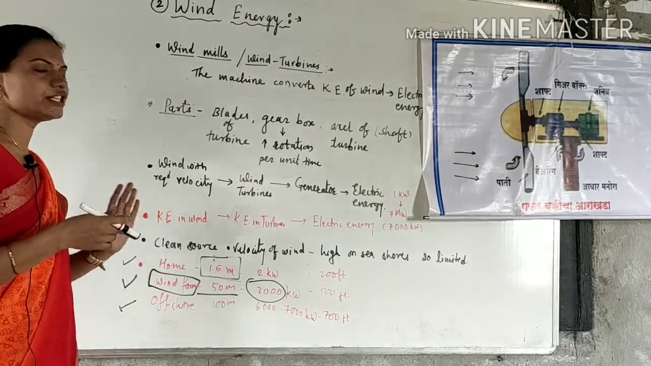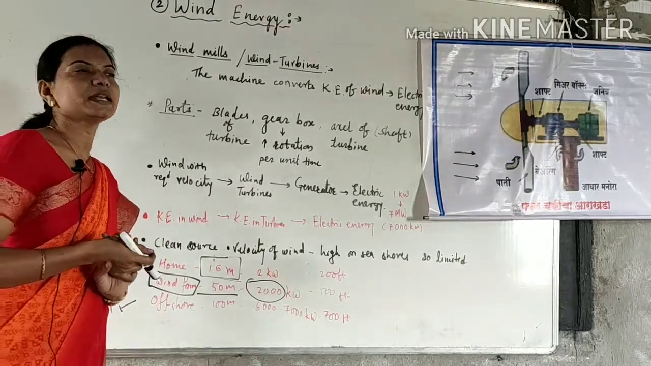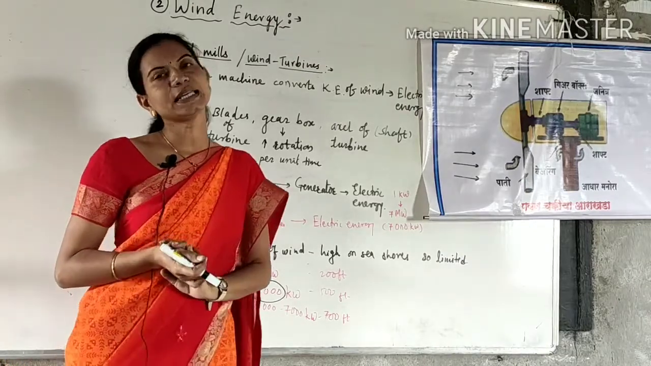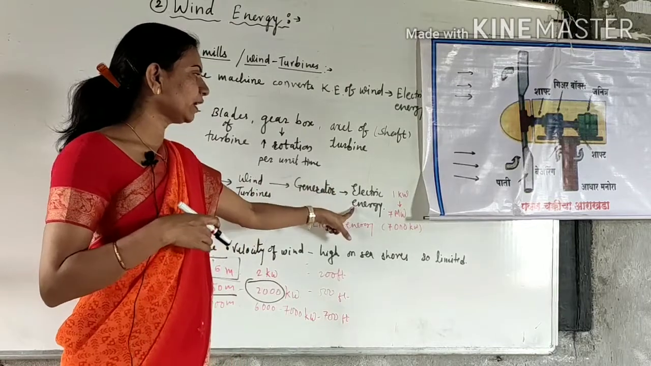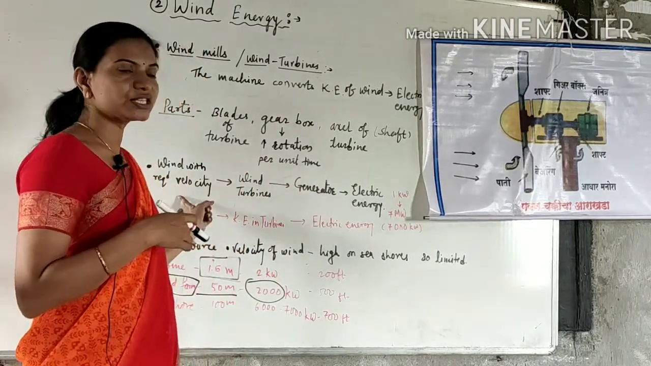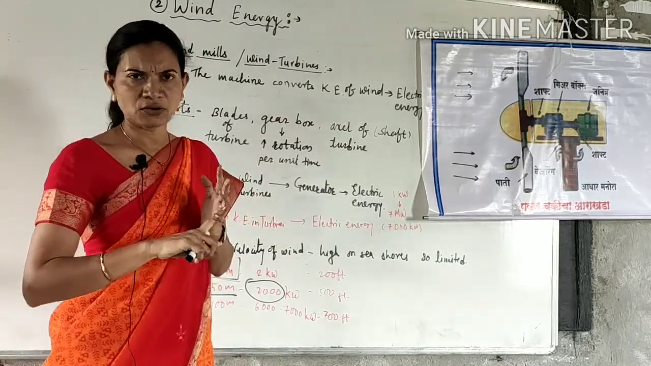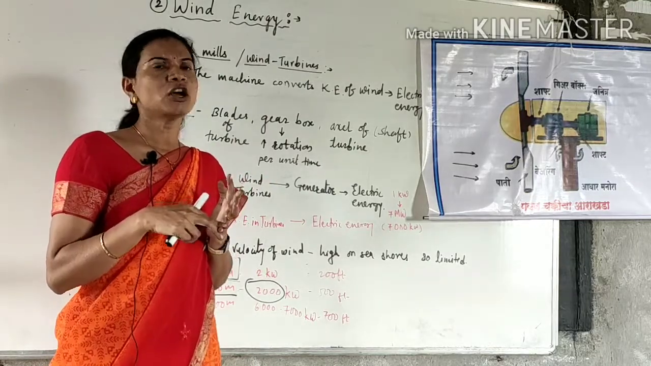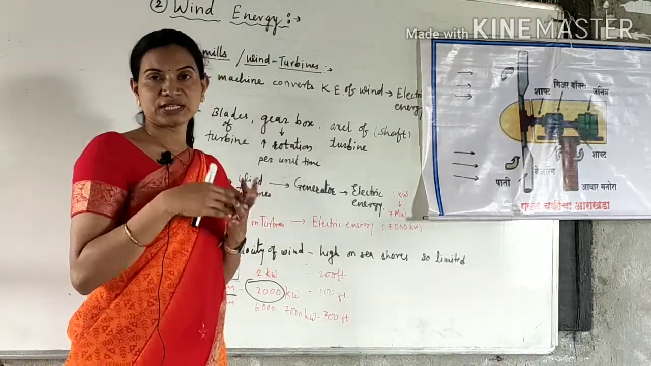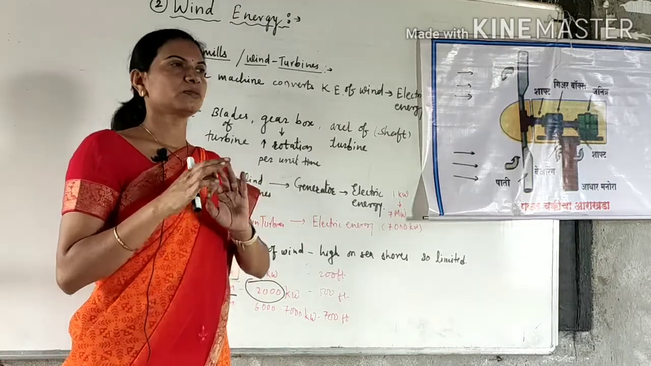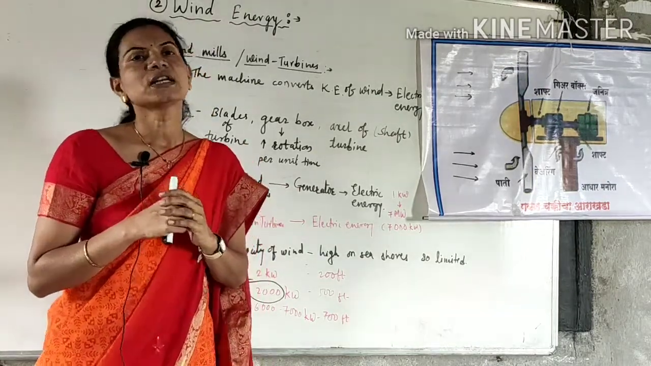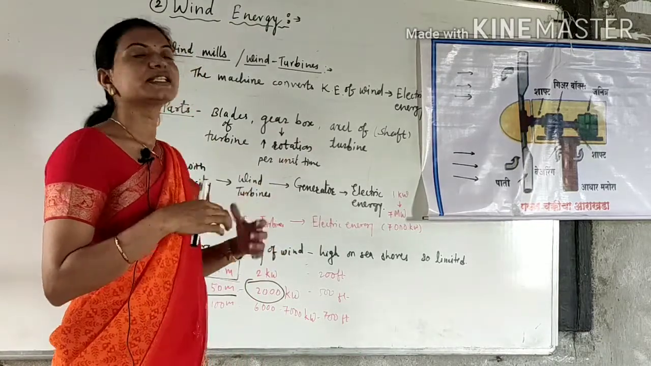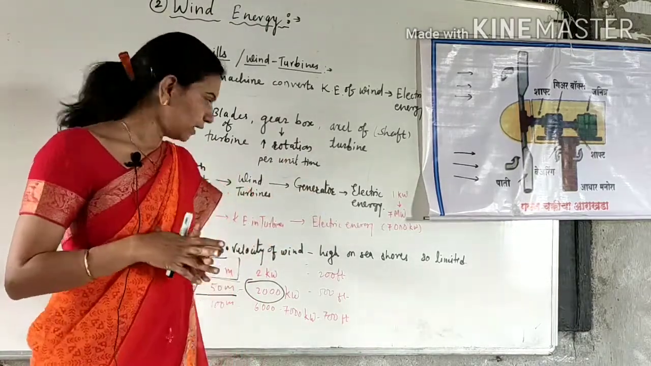Therefore, this energy is also known as clean energy source or also green energy source. Why? Because when you produce the electric energy from this wind energy, there is no burning of any fossil fuel or there is no any wastage. There is no air pollution. Therefore, it is called as green energy source or it is a clean source of energy.